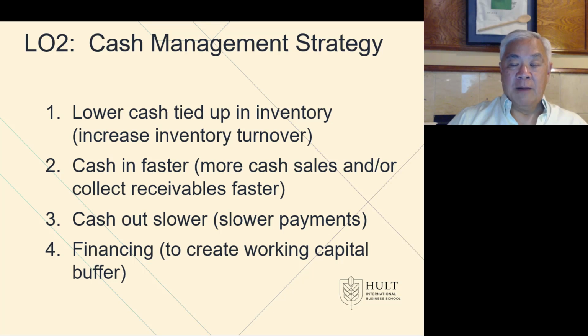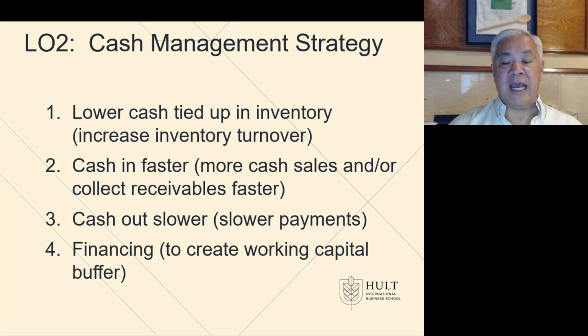And now we can move on to learning objective 2, which is cash management. Here, let's watch for some normal culprits when we get in trouble. Too much money tied up in inventory, because it's sitting there in inventory. You paid cash, or will, to get it there. So we want to decrease the amount of inventory, which has the measure of increasing inventory turnover.